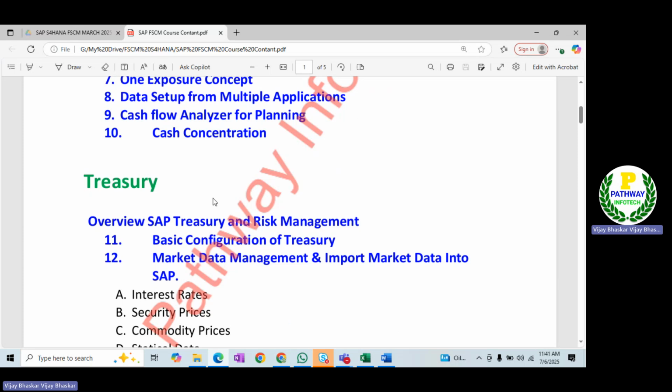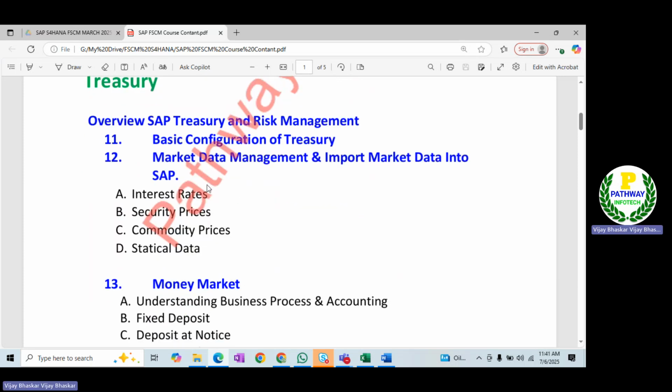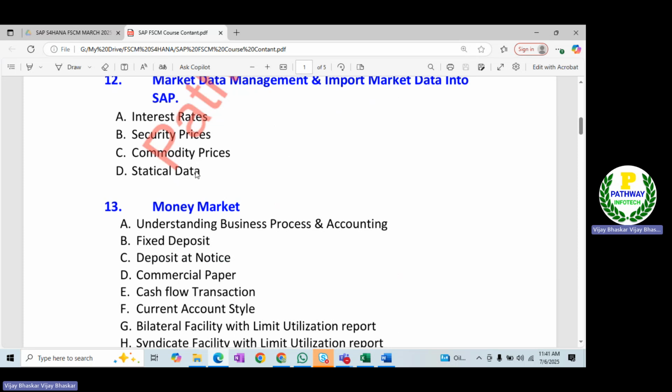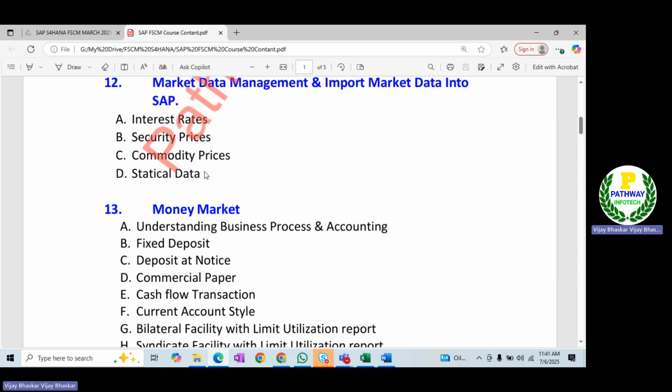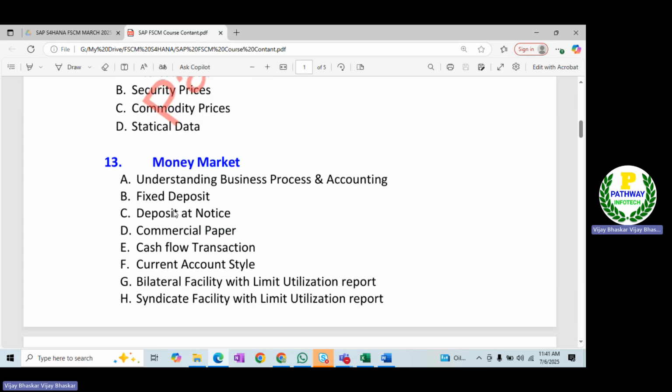Coming to treasury, which is also a part of FSCM, the basic configuration of treasury is required: interest rates, security prices, commodity prices. Basically, how the interfaces integrate, how we bring market data into the SAP system, and how we align the instrument with the market data. Then the next topic would be the money market.